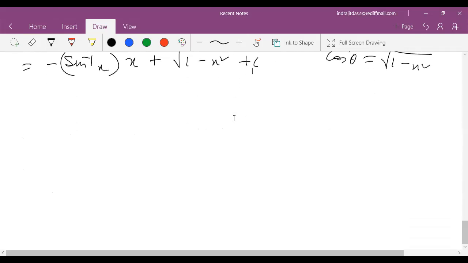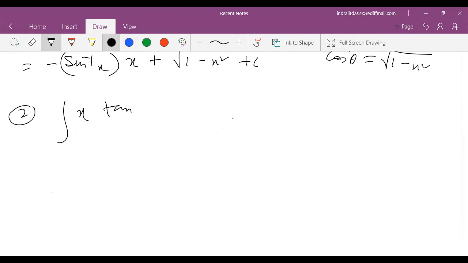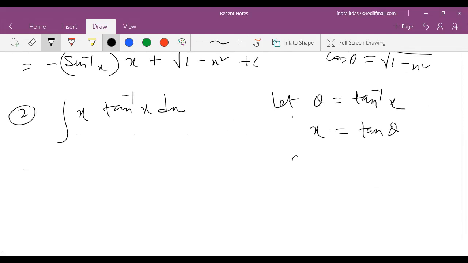So this is the first type, one question of this kind. Next we can do another question, that is x tan inverse x dx. So we'll take the same idea. Let theta is equal to tan inverse x, since the problem is in terms of tan. So x is tan theta. Therefore, dx, the differential, is sec square theta d theta.